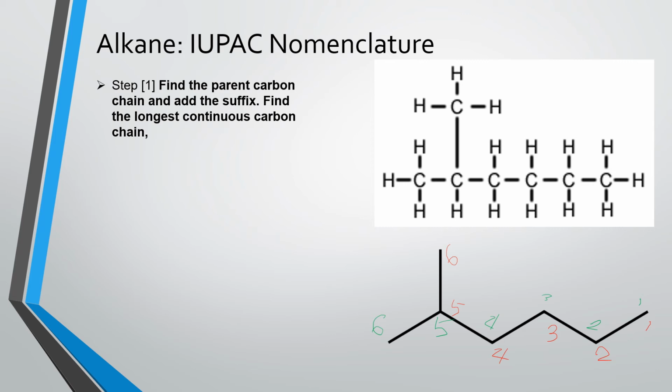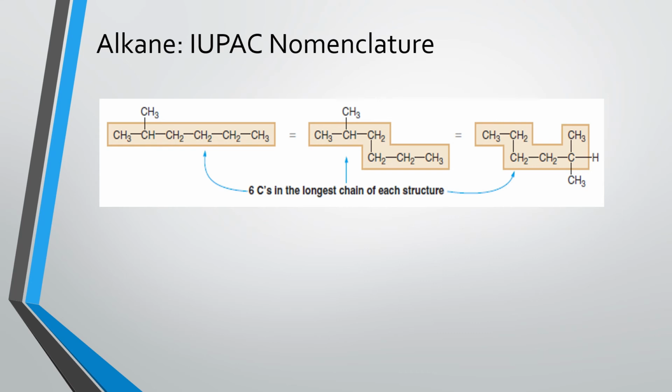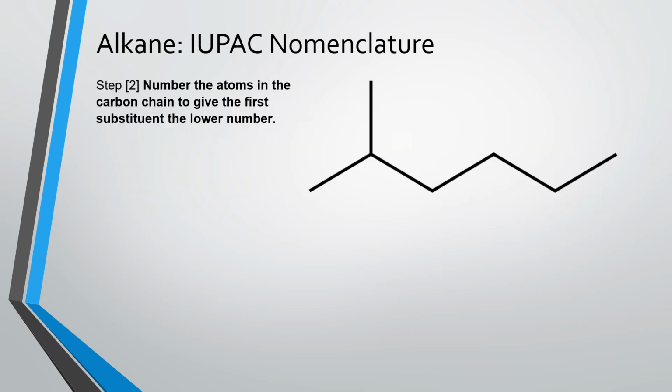Hindi rin naman pwedeng ito. Ito, 1, 2, 3. Masyadong maiksi. So, pinakamahaba ay 6. Either ang pinakamahaba natin ay yung 6 carbon chain. Yan. So, 6. Pwedeng ganyan.